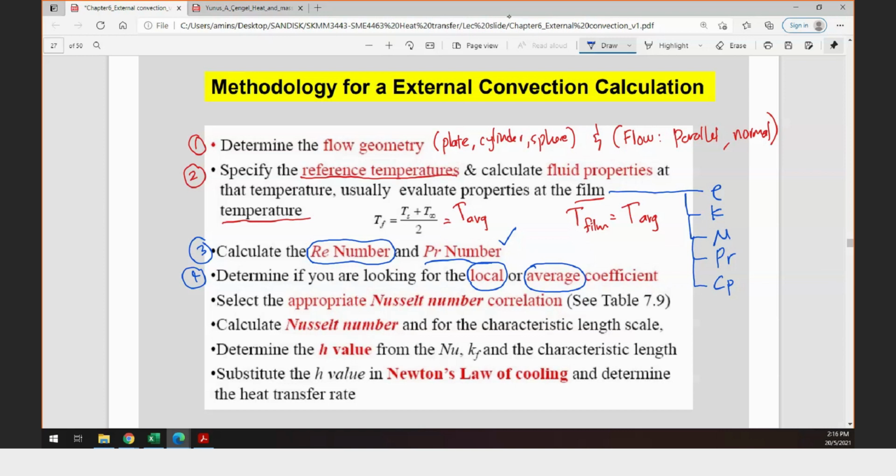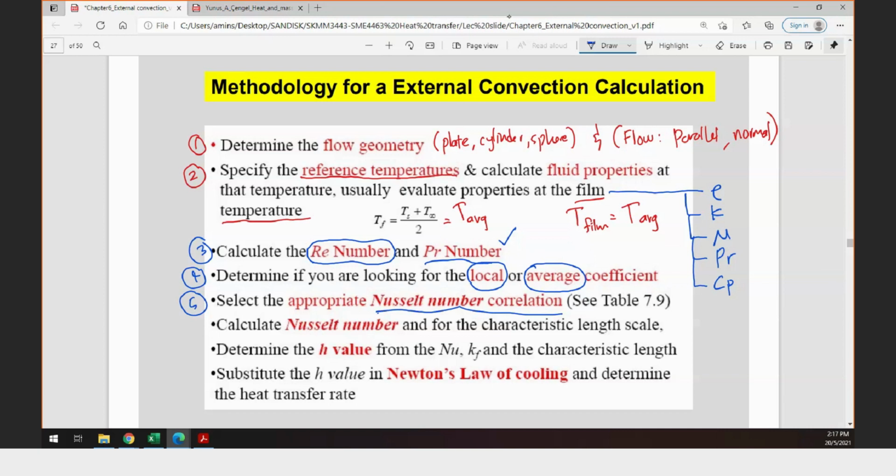Next, once you know the Reynolds number, you know whether it is local or average, and from the Reynolds number you know whether it is laminar or turbulent, then you need to choose the Nusselt number correlation.